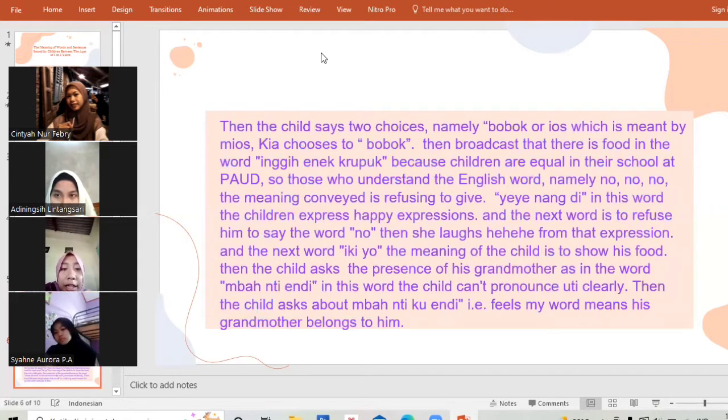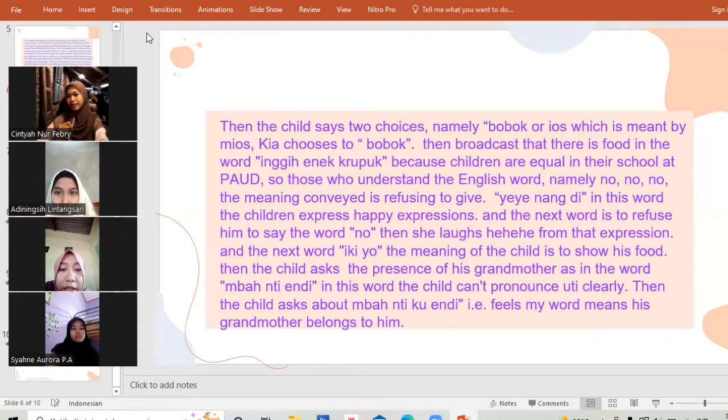Then the child says two choices, namely Bobo or Yos, which is meant by Mios. Kia chooses Bobo, then broadcasts that there is food in the world, because children are equal in their school. So those who understand the English word, namely no, the meaning conveyed is refusing to give Kie Nangji.